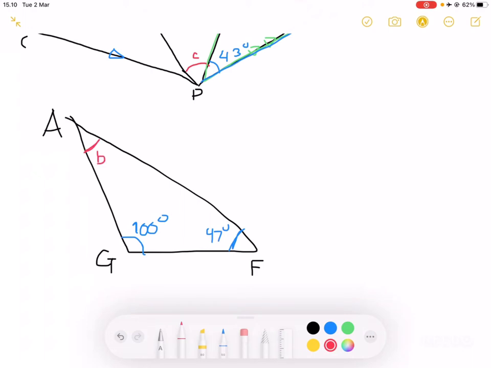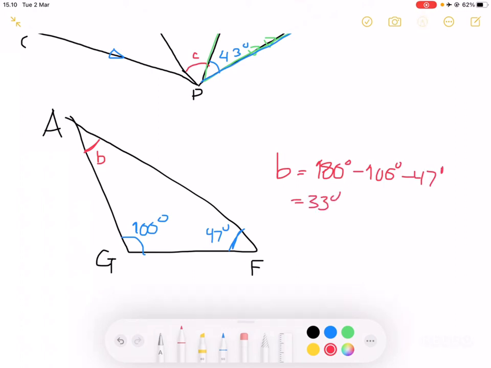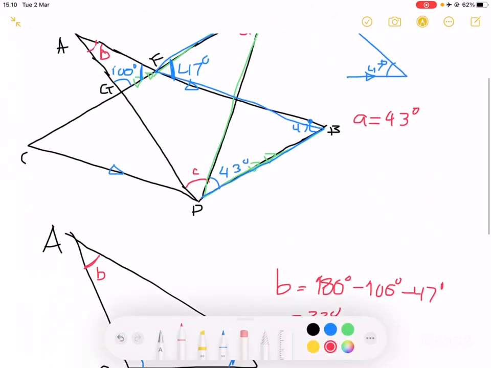And since all angles in the triangle is 180 degrees, we can just find B, which is equal to 180 degrees minus 100 degrees minus 47 degrees, which is 33 degrees. So we found our second value, which is 33 degrees.